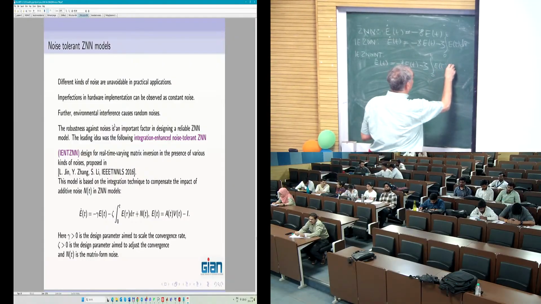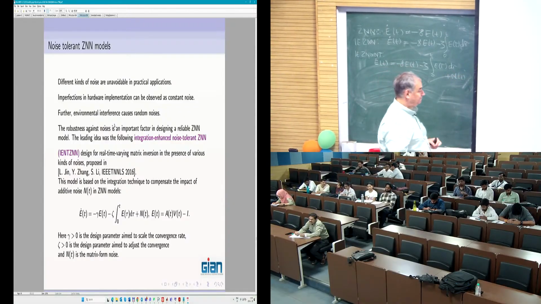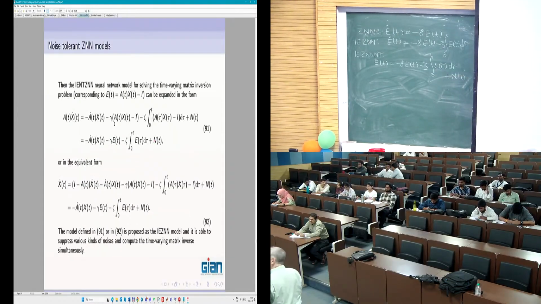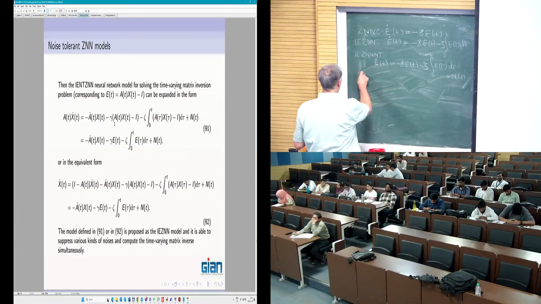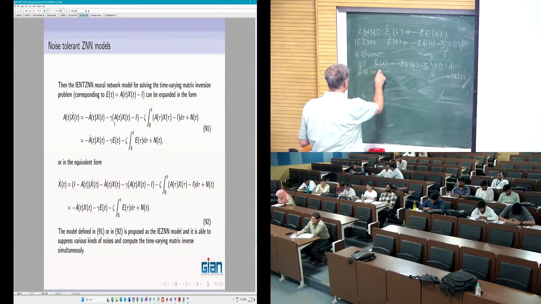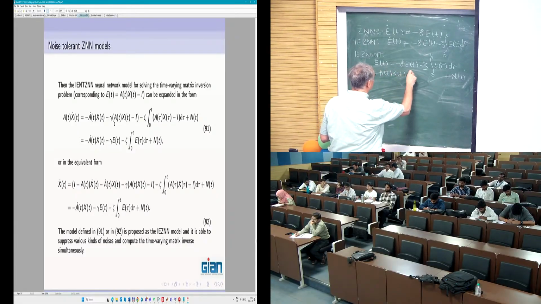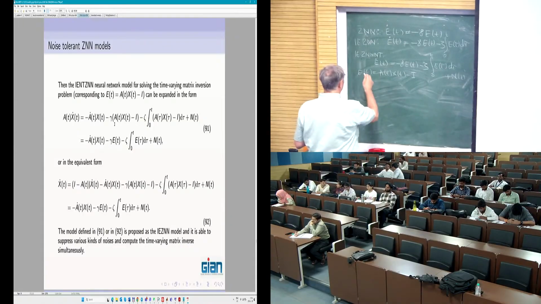E of tau d tau plus noise. If we consider the error function defined as E of t equals A of t, x of t minus identity matrix, we will obtain the following integration-enhanced ZNN model.